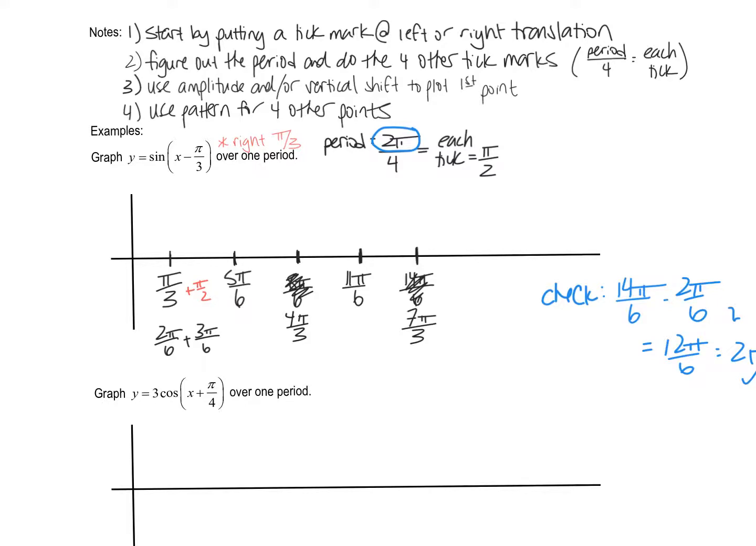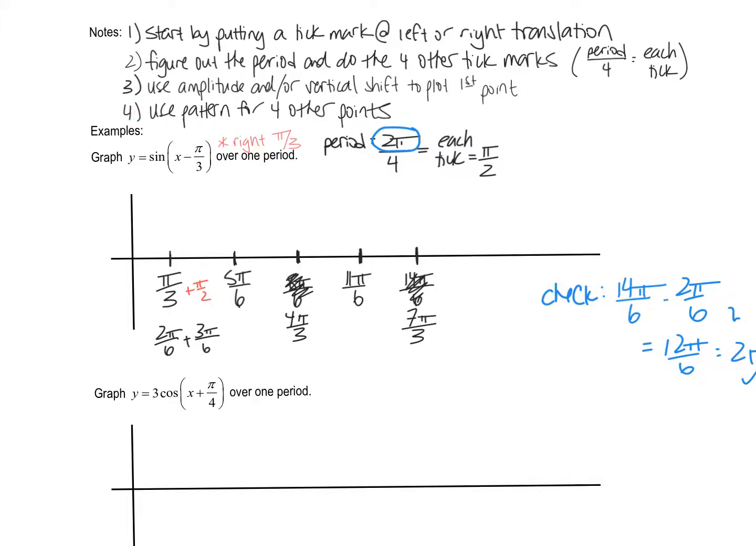And so now what step 3 up here says to do is use amplitude and or vertical shift. So our amplitude is just 1 because the coefficient in front of sine is 1. And there is no vertical shift because I don't have a plus anything or minus anything outside of the parentheses, so I'm not moving my graph up or down at all.